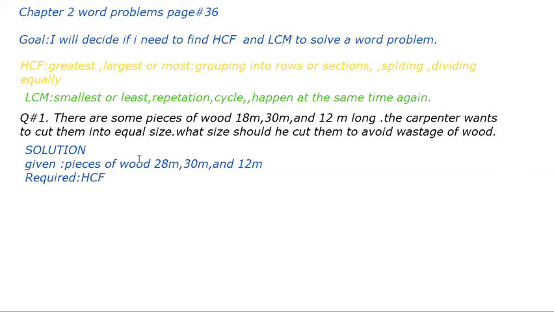In the given, we will write the pieces of wood 28 meters, 30 meters, and 12 meters. And the requirement of this question is we will find the HCF, the highest common factor. We will find the HCF now using the prime factorization. First, we will find the prime factors of 18. I need to know the least prime number which divides 18, and that is 2. 18 divided by 2 gives us 9. Now I need to find the smallest prime number which divides 9, that's 3, and it gives 3. 3 times 3 is 9. 3 is itself a prime number, it divides itself and gives 1.